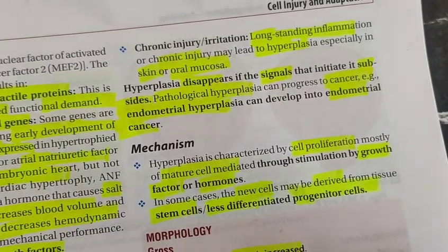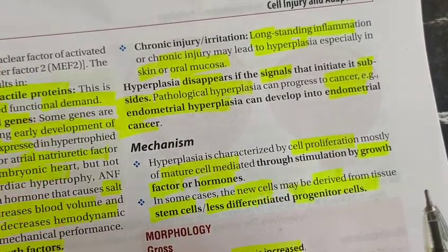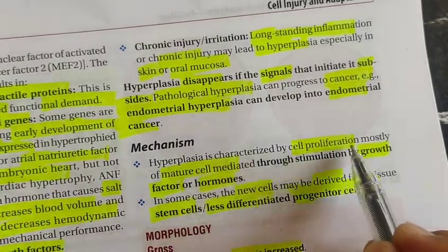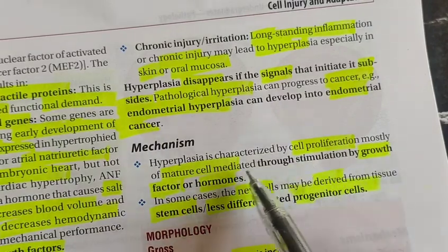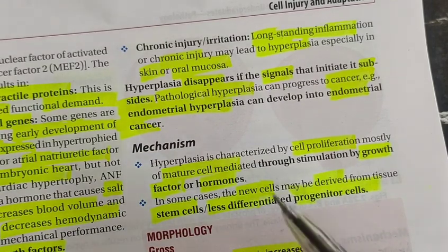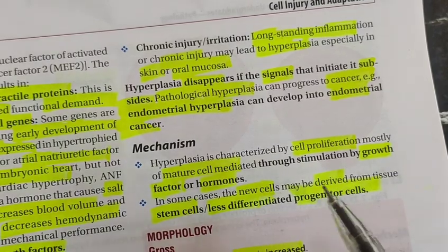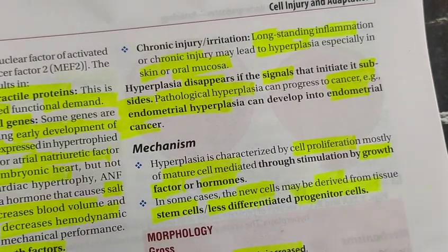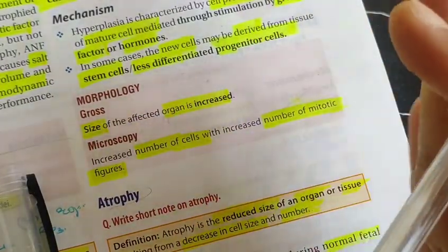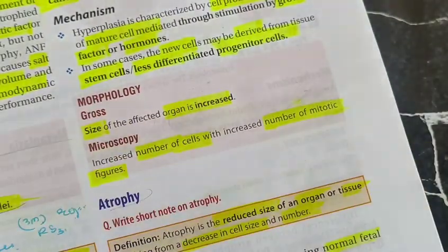The mechanism is that already differentiated cells, or a few less differentiated progenitor cells, undergo replication. Cell proliferation takes place in mature cells stimulated by growth factors. When growth factors or growth hormone act on these cells, they start proliferating. Newer cells may be derived from stem cells or less differentiated progenitor cells. The gross feature is that the organ increases in size, and the number of cells and mitotic figures increase in hyperplasia.